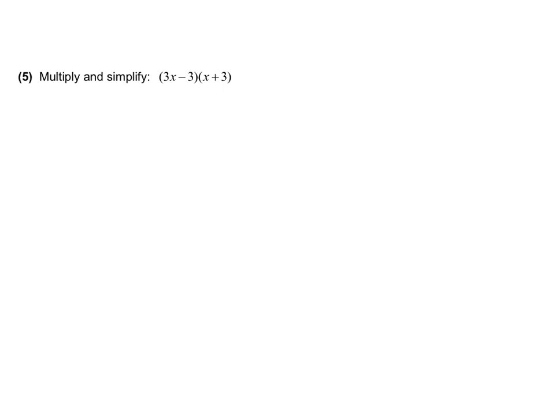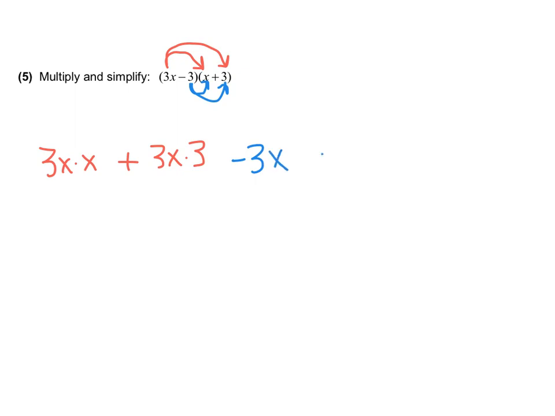We are going to distribute the 3x to both pieces of the second pair of parentheses. So we have 3x times x, and then plus 3x times 3. Then we're going to distribute the negative 3 to both pieces of the second pair of parentheses. So negative 3 times x, and then plus a negative 3 times 3. Or I could have said the plus a negative 3 times x. It doesn't matter if you say plus a negative 3x or minus 3x.